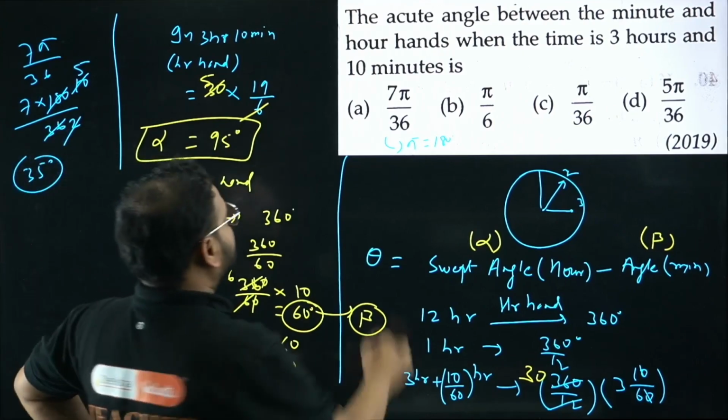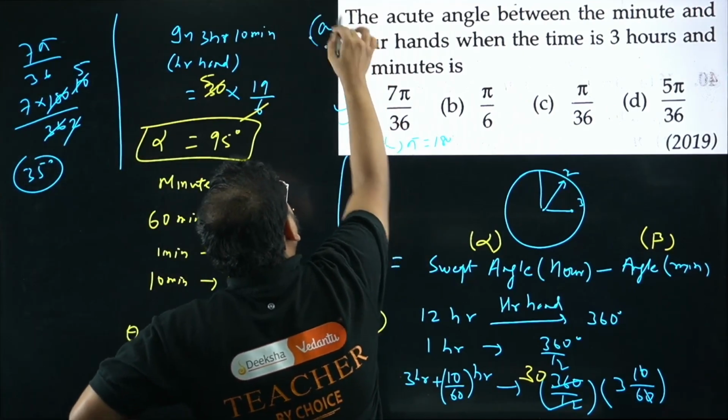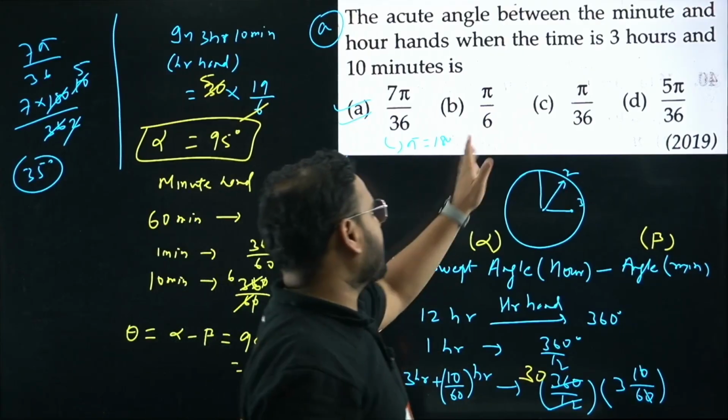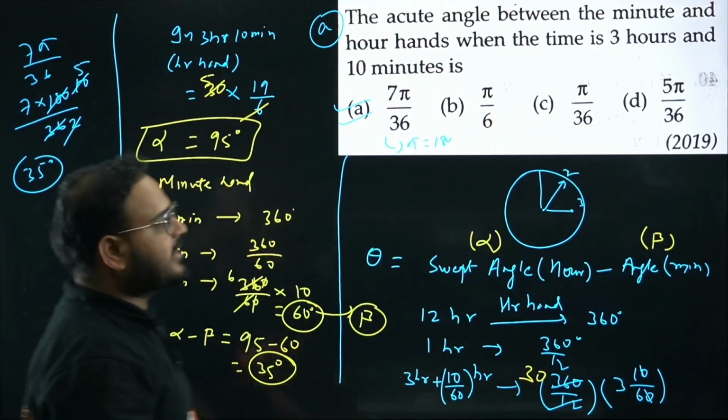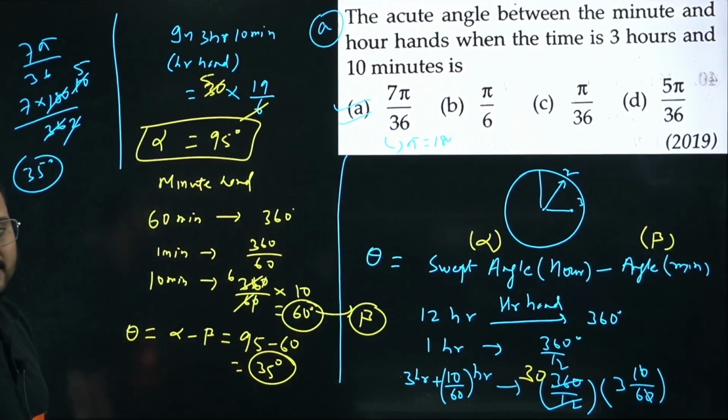This is the right option. A is the correct option. Please check. Simply, if the first option was not right, you'll check with the second option. Put pi as 180 and get the answer in degrees. Your answer will be 35 degrees. Done. Next question.